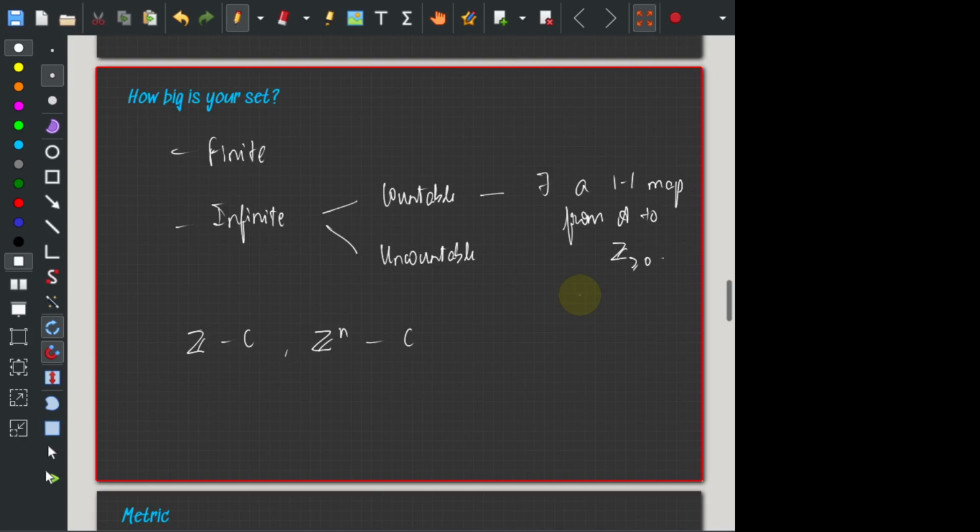0 gets mapped to 0. Okay? All the positive integers get mapped to even numbers, okay? And all the negative integers get mapped to odd numbers.